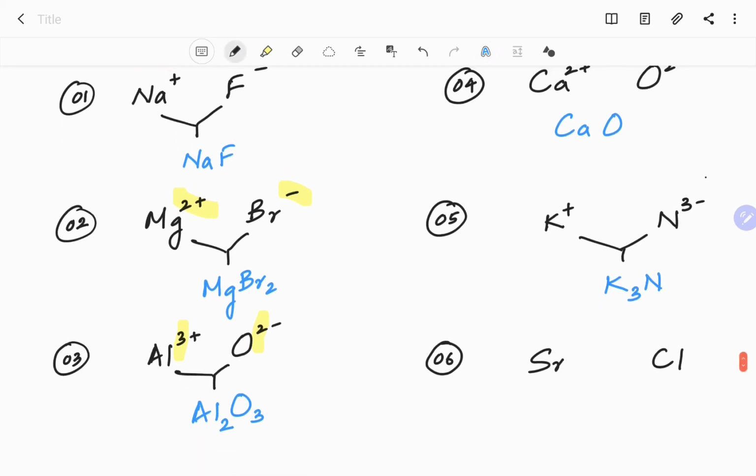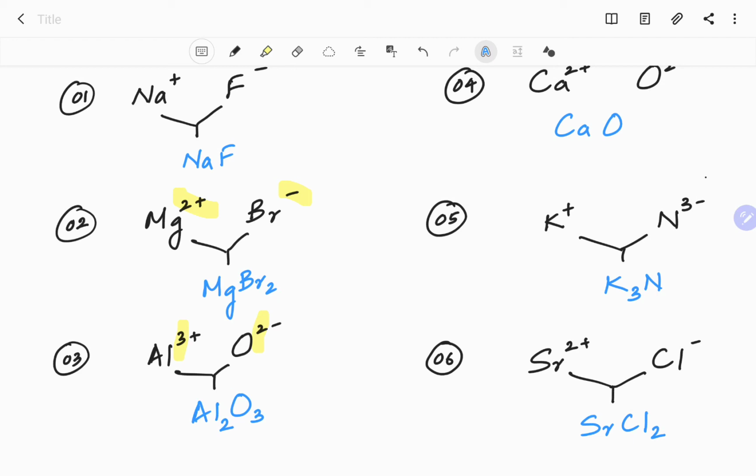Okay, last is strontium and chlorine. Strontium is a plus 2. It is in group 2A. Chloride is a minus 1. So the chemical formula will be: Sr gets number 1, so don't write it. Sr gets number 1 from chloride, and then chlorine gets number 2 from strontium. So it is SrCl2. All right, so that is how you write chemical formulas.